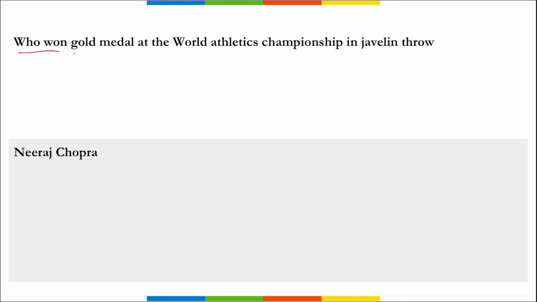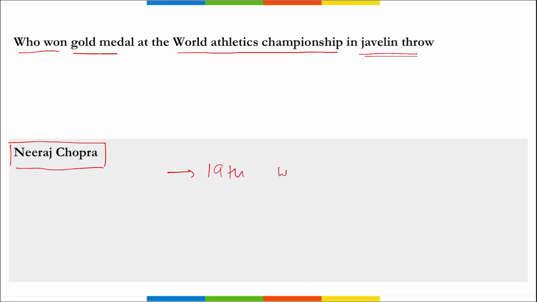Next is who won the gold medal at the World Athletics Championship in javelin throw. So the player associated with javelin throw is Neeraj Chopra. Correct. This was the 19th edition of the World Athletics Championship. This was held at Budapest. Correct. And it was from 19th to 27th of August. Correct. And he recently won the gold medal here.